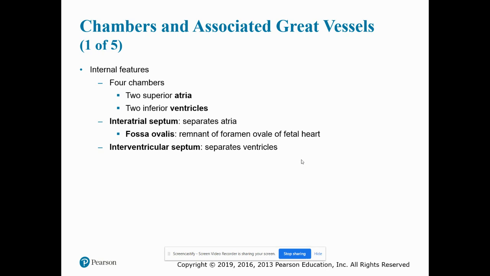And the foramen ovale is actually a shunt that's found in the fetal heart, which allows blood to go directly from the right atrium to the left atrium. And it does close after we're born. And then there's the interventricular septum, which separates the ventricles.